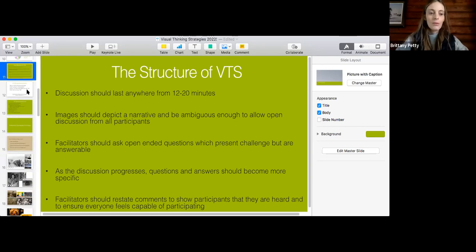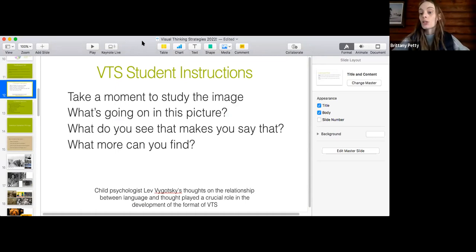So the language itself, this is sort of the script that you would use for VTS. This is what you would say to your students. And it's a very specific script. So you'd want to try to commit this to memory, or even have a printout of it as a script. So the first thing you'll say is take a moment to study the image and give them a little bit of time. And the first question you ask is, what's going on in this picture?